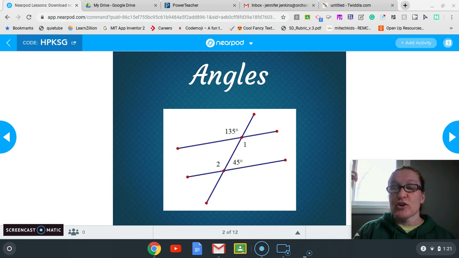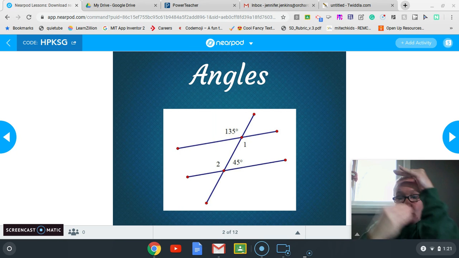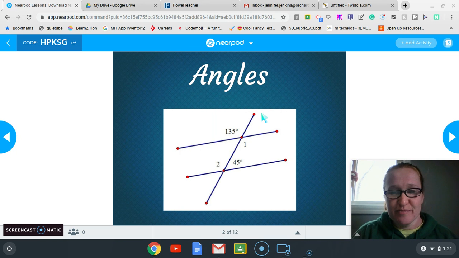The transversal actually will cut between two parallel lines, and they make a whole bunch of angles. So we have from here to here to here, that's an angle. From this dot to this dot to this dot, that's another angle. So anytime you make little mini less than or greater than signs, those are angles. Going on to the next one here.